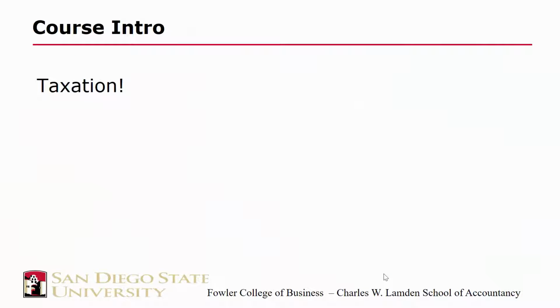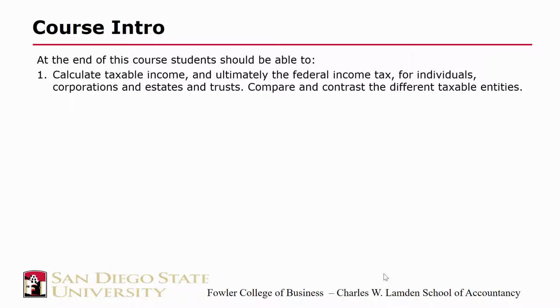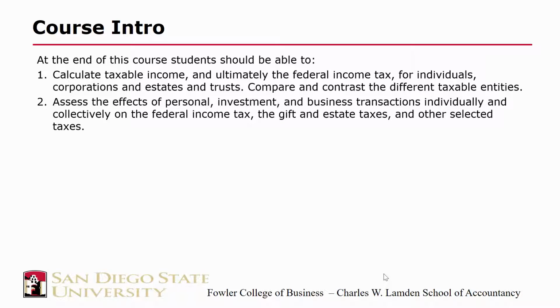Okay, how do we translate what we hope to accomplish in the course into a simple, easy-to-read list? Why, it's the course learning objectives. Go ahead, take a look at your syllabus, and you'll see what we hope to accomplish with this course. At the end of the course, students should be able to calculate taxable income and ultimately the income tax associated with individuals, corporations, and other entities. You should be able to compare and contrast the different types of taxable entities. You should be able to assess the effects of personal, investment, and business transactions, individually and collectively, on the federal income tax, gift and estate taxes, and other selected taxes.